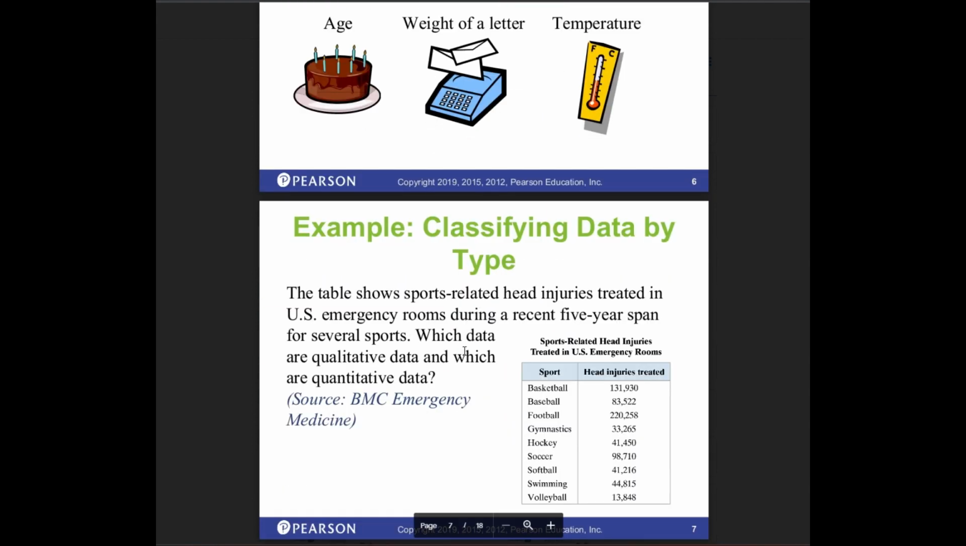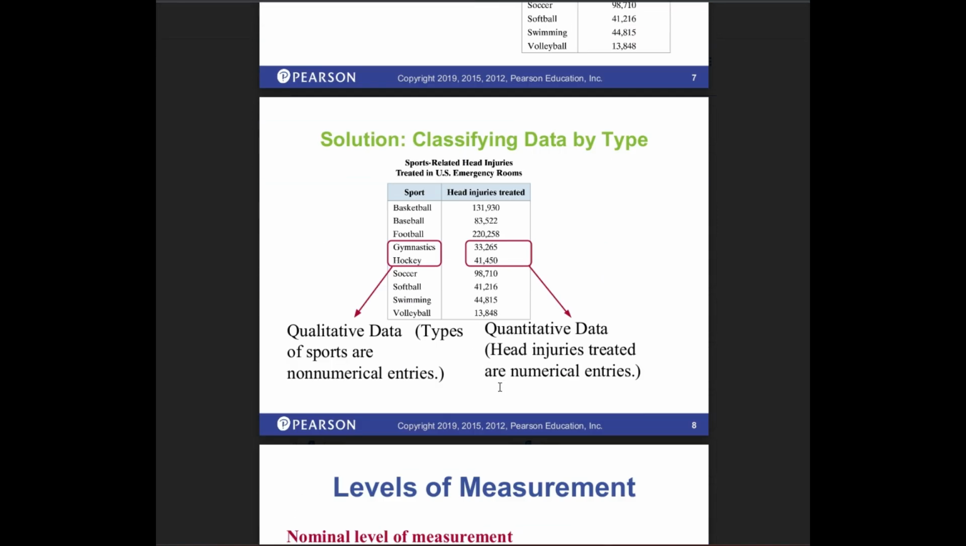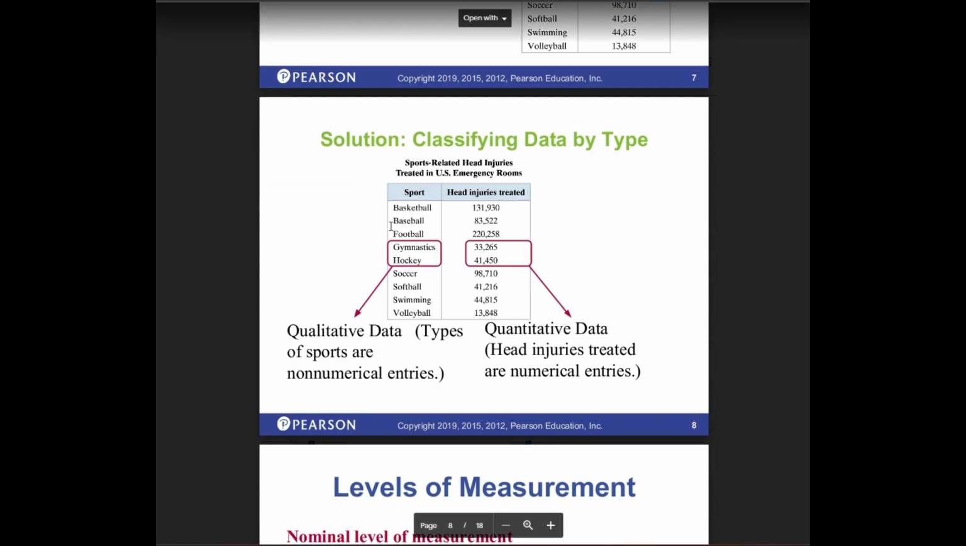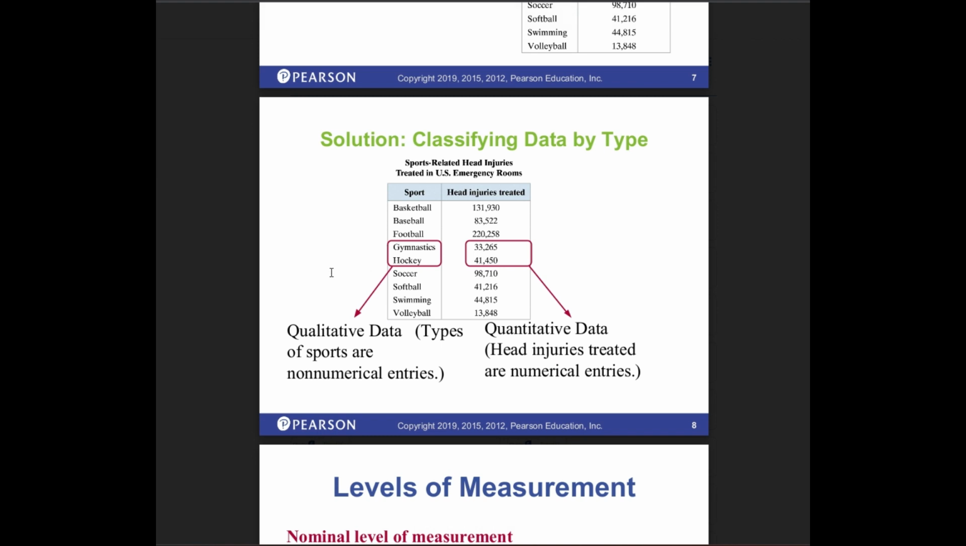And then an example to classify the type of data. The table shows sports-related head injuries treated in U.S. emergency rooms during a recent 5-year span for several sports. Which data are qualitative and which are quantitative? So to figure it out, qualitative is the types of sports, which are non-numerical entries, which would be all the sports here. And then the head injuries treated, all of these are numerical values, making it quantitative data.